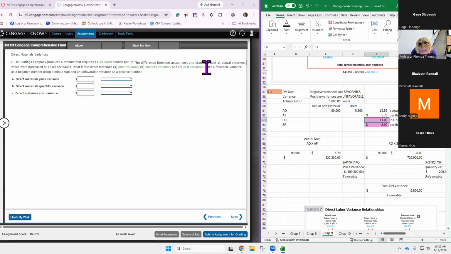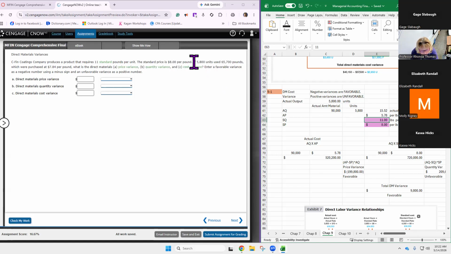Okay. If 5,800 units, that is probably the most important piece of this. 5,800 units, the actual output. You say, why aren't you putting actual output here? I do have it here. So I've got 5,800 units, but I've also got it here. I guess it's to help me remember. All right, so 5,800 units.